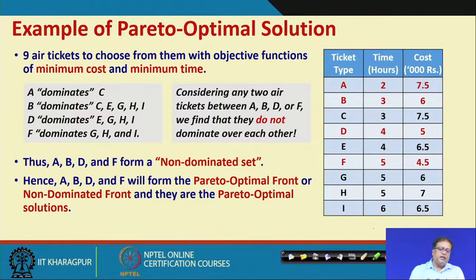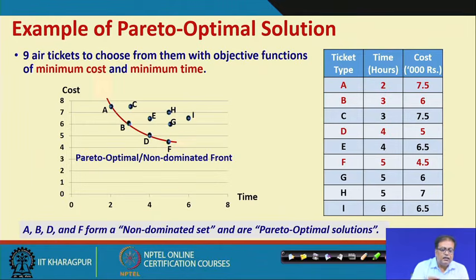So, we find that A, B, D, F, they form a non-dominated set, and therefore our conclusion could be that A, B, D and F will form a Pareto optimal front or a non-dominated front, and they will be our Pareto optimal solution. So, they will together form a set of Pareto optimal solutions, right.